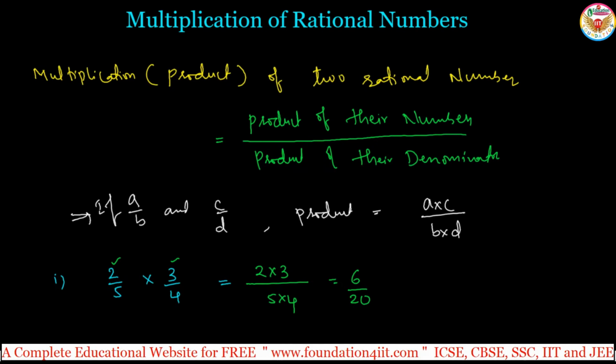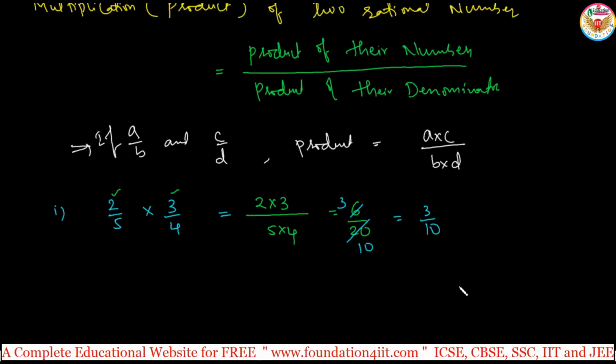To write it in standard form, we can simplify this. 6 by 20 is a rational number, but to make it standard form, you simplify. You can cancel numerator and denominator with the 2 table: 2 3s are 6, 2 10s are 20, because both are even numbers. So 3 by 10 is the rational number and there is no common factor for numerator and denominator. So this is the standard form. 2 by 5 into 3 by 4 is equal to 3 by 10.